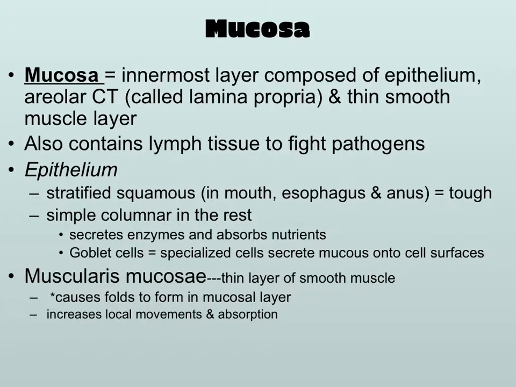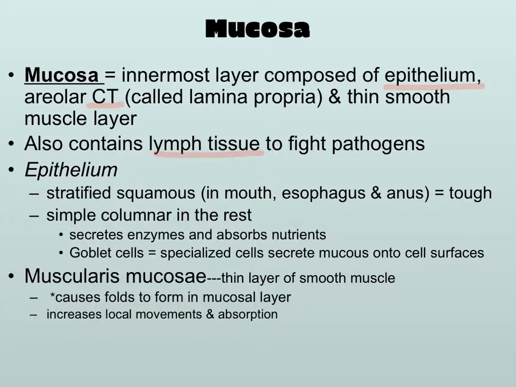All mucosa is considered epithelial tissue, and it has some connective tissue. CT stands for connective tissue. Epithelial tissue is covering and lining tissue. And there's also a very thin, smooth muscle layer that's associated with it, but that doesn't have a lot to do with the actual functionality of it. So within the mucosa, there's usually going to be some lymph tissue in there as well. And our lymph tissue is there to help us fight any pathogens.